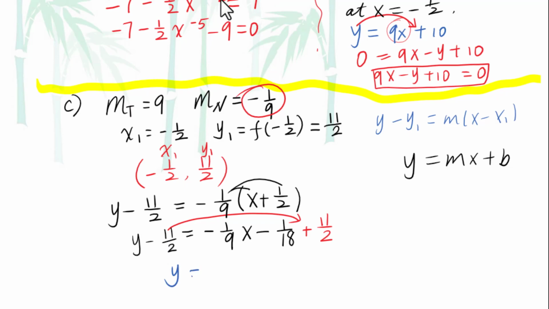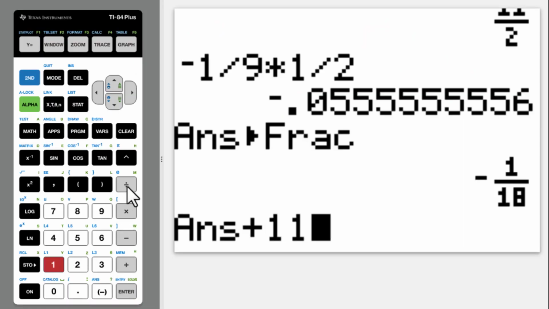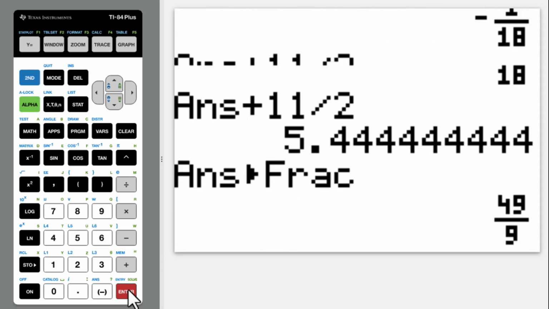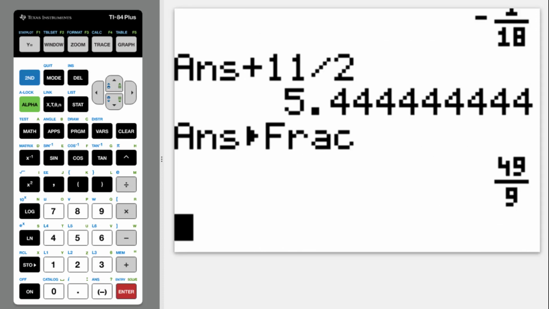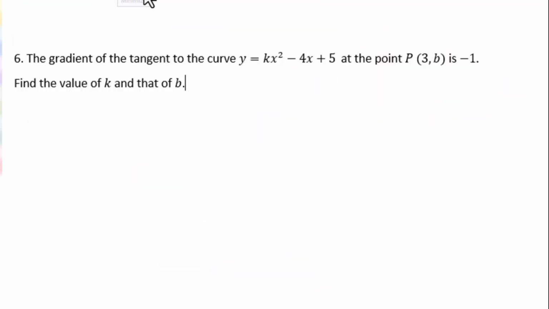Then y equals -1/9x, -1/18 plus 11/2. Enter. Math, enter. Change into fraction, 49/9. This is the equation of a normal line at x equals -1/2. Let's go to question 6.